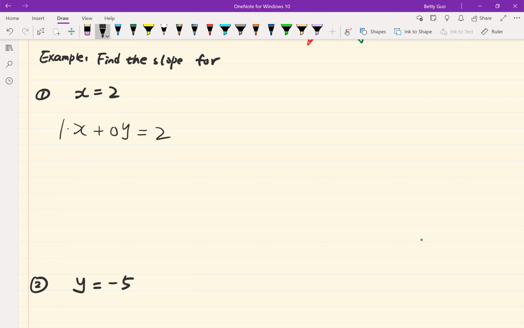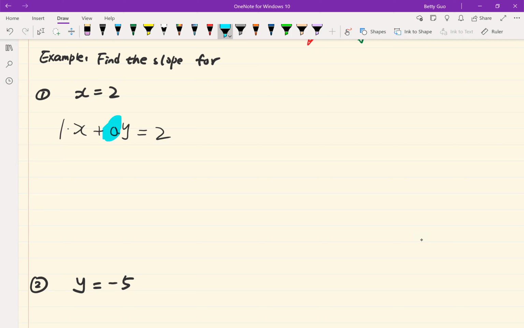Obviously, the variable y is not in the equation, right? You don't see y in the equation. Yes or no? X equals 2. Is x equals 2 a linear equation in 2 variables? Yes. Y does not appear because the coefficient of y is 0. Do you see that? Coefficient of y is 0. This is also a linear equation in 2 variables.